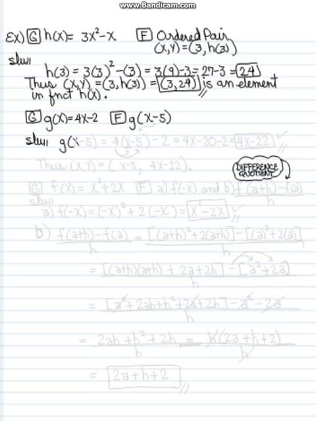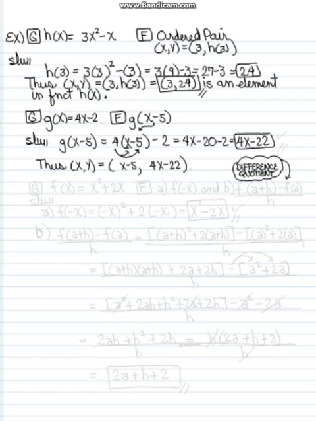g of x minus 5. Well, I just remove the x and put parentheses for the g, and there's only one place to remove the x, and insert in that parenthesis the x minus 5. Now let's simplify the equation. We get 4x minus 20 minus 2 equals 4x minus 22. Thus, the ordered pair (x, y) equals x minus 5 for the first position, and y equals 4x minus 22. All right, so that's g of x minus 5 in the y position.